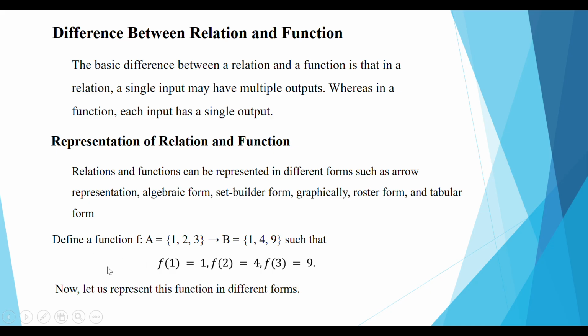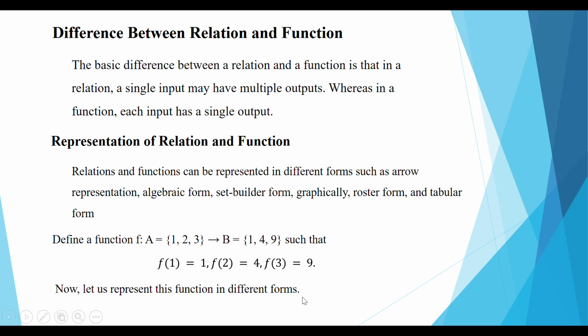Define a function. F is a function from set A to set B, where set A is {1, 2, 3} and set B is {1, 4, 9}, such that f(1) = 1, f(2) = 4, f(3) = 9. Now let us represent this function in different forms.